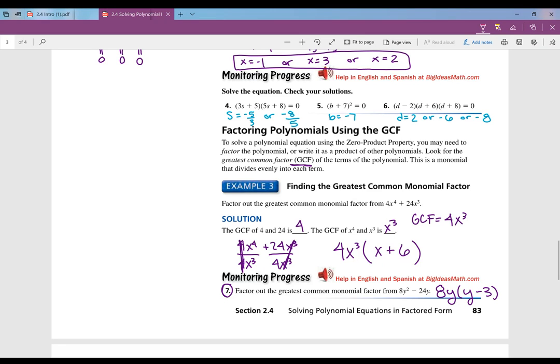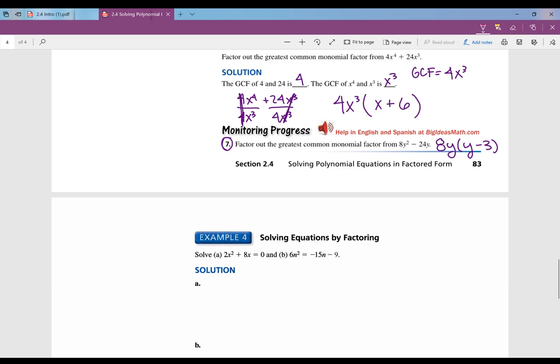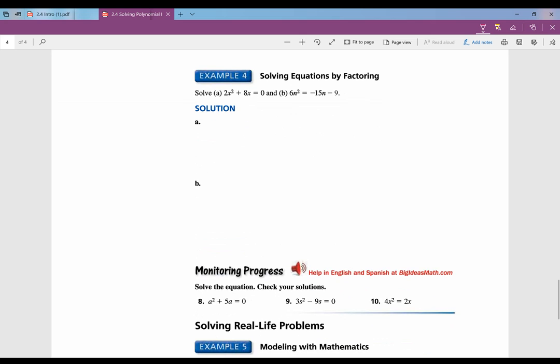Okay, so here's the answer to that monitoring progress question. You should have gotten 8y times y minus 3. Okay, so now let's look at example number 4.